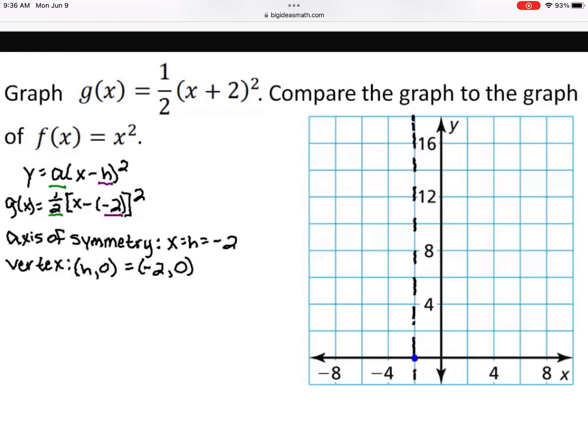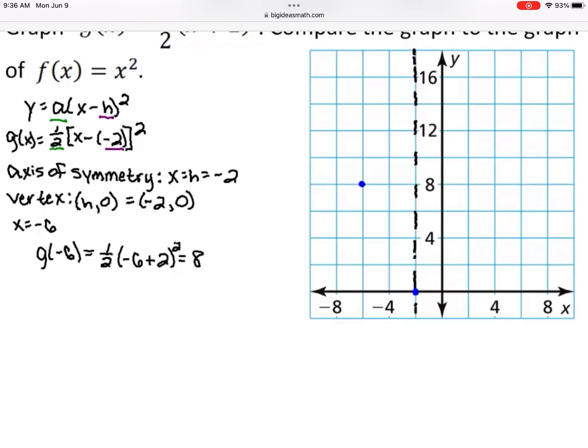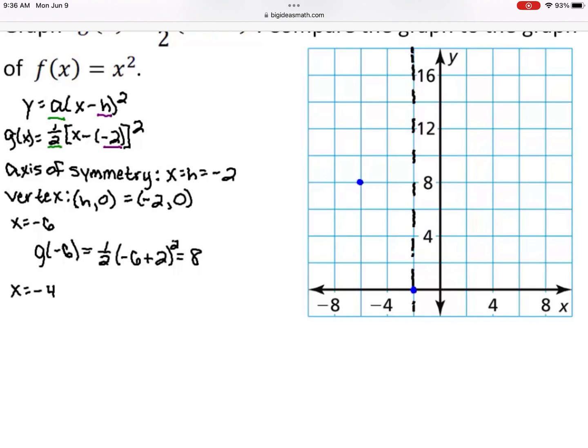Now you want to find and plot 2 more points on the graph. Choose 2 x values less than the x-coordinate of the vertex. Then find g of x for each x value. When x equals negative 6, g of negative 6 equals 1/2 times the quantity negative 6 plus 2 squared, which simplifies to 8. So plot the point negative 6, 8. When x equals negative 4, g of negative 4 equals 1/2 times the quantity negative 4 plus 2 squared, which simplifies to 2. So plot the point negative 4, 2.